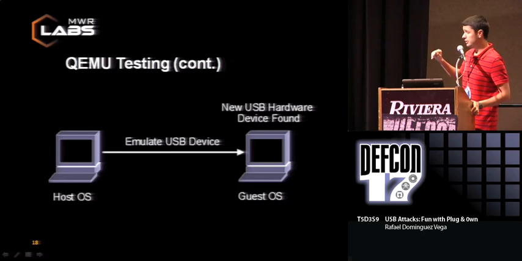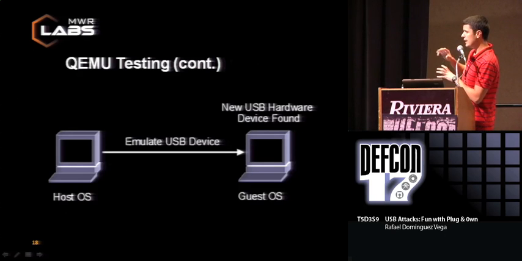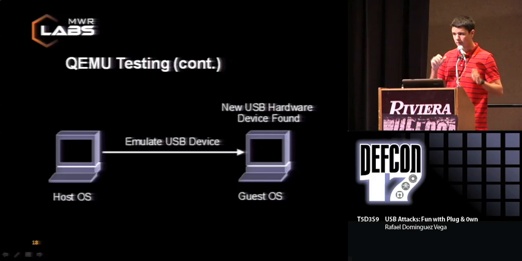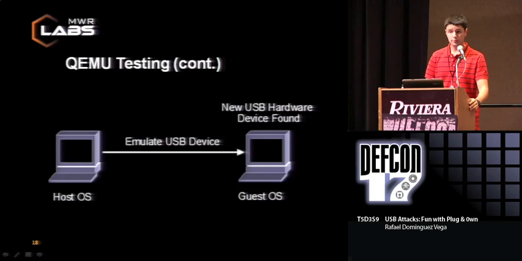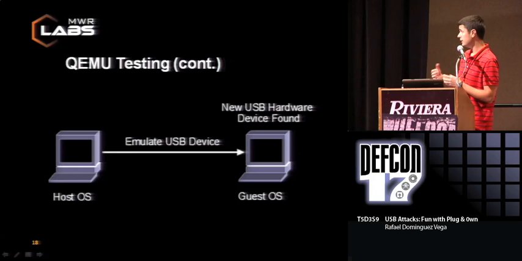So what we did in the virtual machine, we installed Linux, the exact version that was used in the hardware device that we were testing, with the idea of emulating multiple USB devices from the host computer to the guest virtual machine, sending malformed data to the guest virtual machine. For this, we recompiled QEMU with multiple fuzzing cases, each fuzzing case being a USB device to be emulated into the virtual machine.